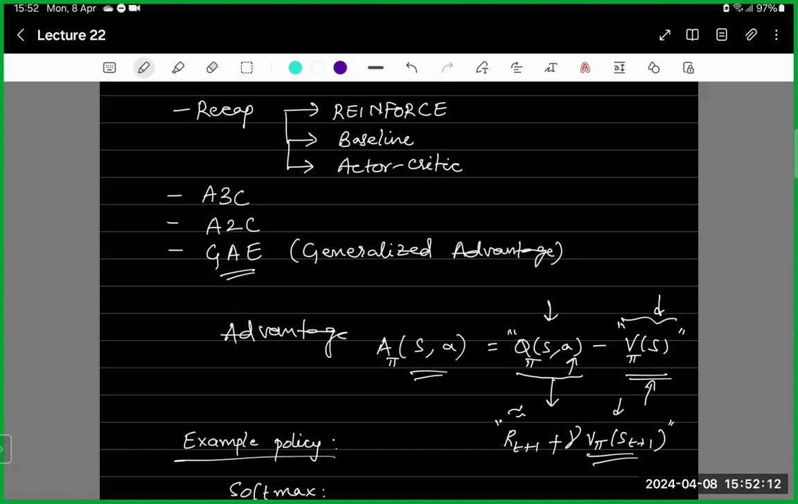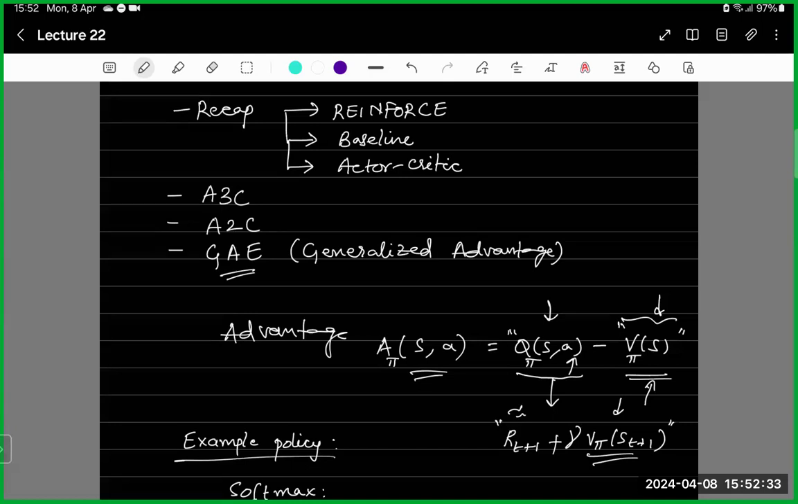We could have done R_{t+1} plus gamma times R_{t+2} plus gamma squared times V pi of S_{t+2}, right? That is also one way of approximating Q. So if you do that, you will get some other method. And there will be a lot of such possibilities, either one step return, two step return.